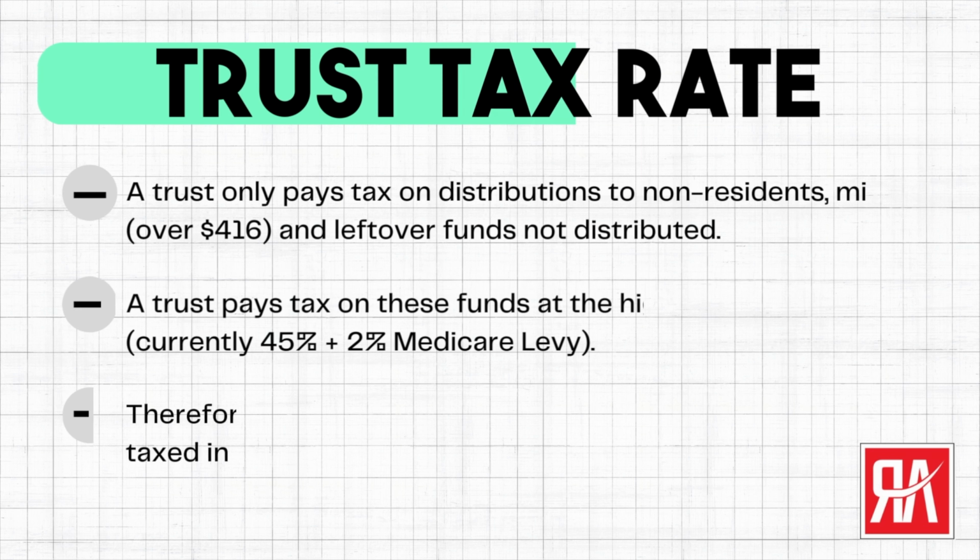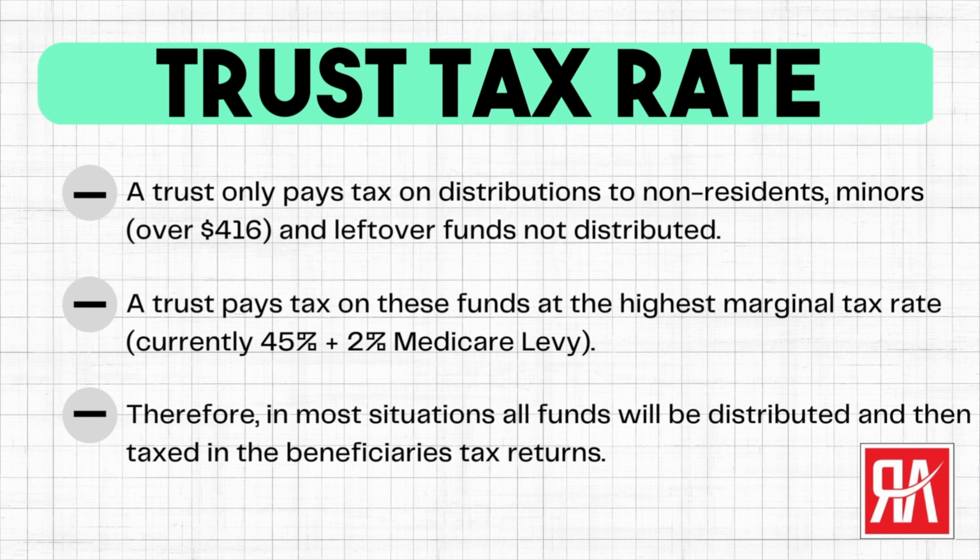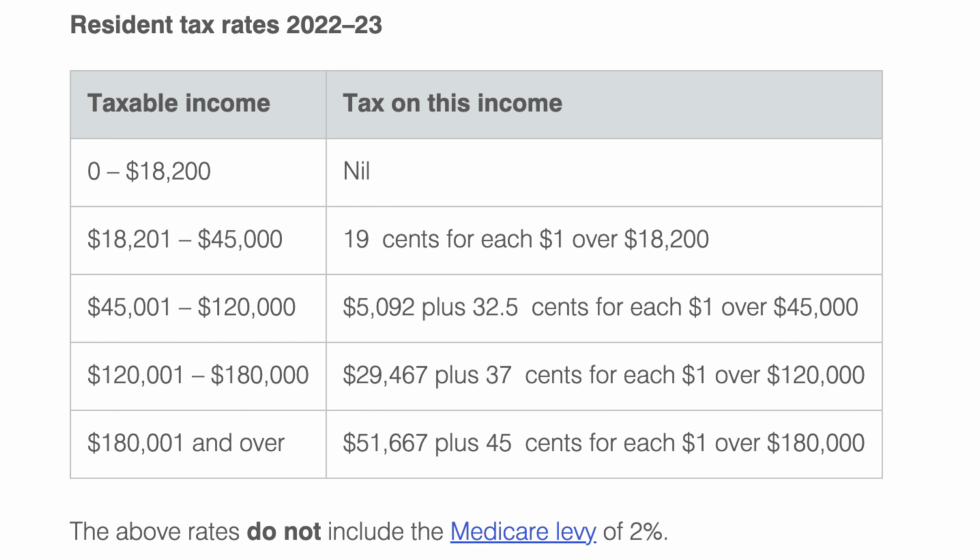Now the reason why this rarely occurs is because the trustee will pay at the highest marginal tax rate. So that is currently 45% plus the 2% Medicare levy. Now, clearly this doesn't happen very often because it normally works out better to distribute those funds out to the beneficiaries because they're going to be on either a lower tax bracket or worst case scenario, the same tax bracket. So in most cases, no one leaves funds in a trust unless there is something in the trust deed that dictates that's what is meant to happen.